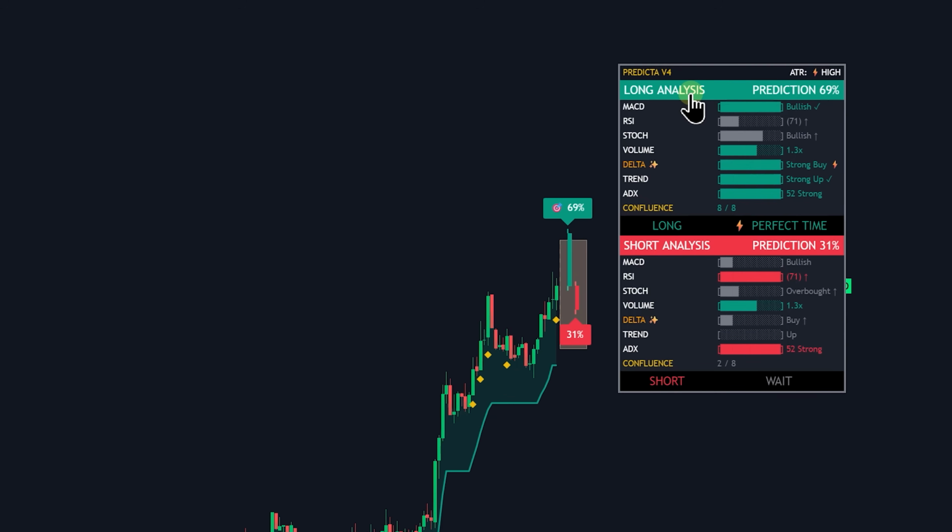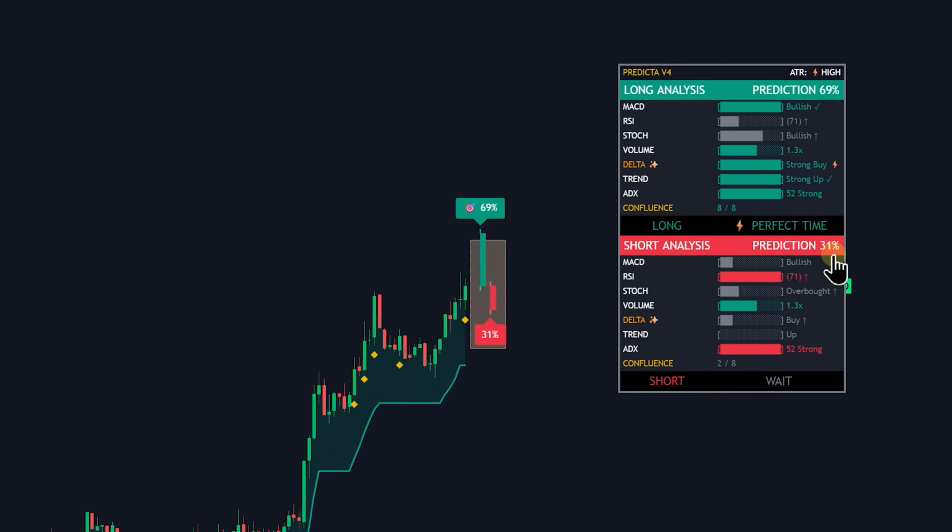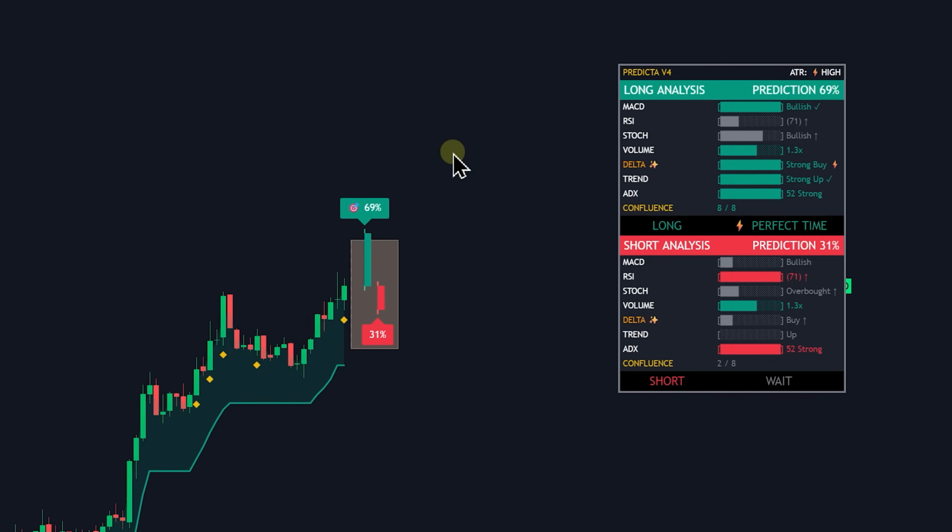At the top, you'll see the current volatility reading shown with ATR. Now, inside the table, you'll have two sections, the long analysis section and the short analysis section. Each side has a prediction percentage. For example, the long side may say 69%, while the short side is saying 31%. This basically means the long side currently has the stronger next candle prediction, as you can see here.